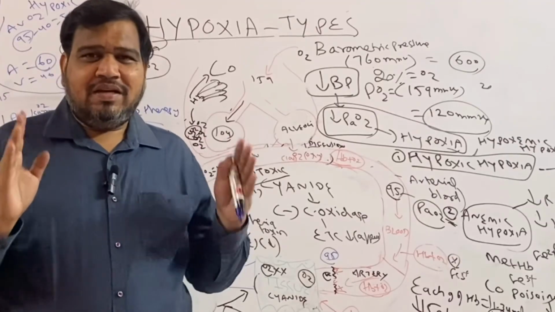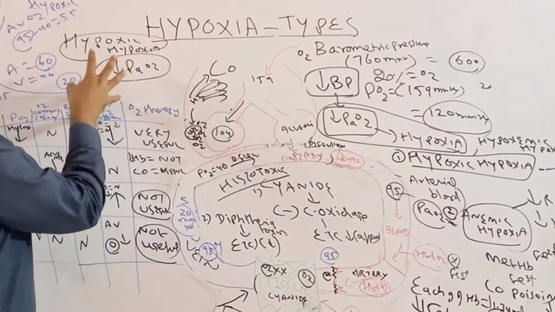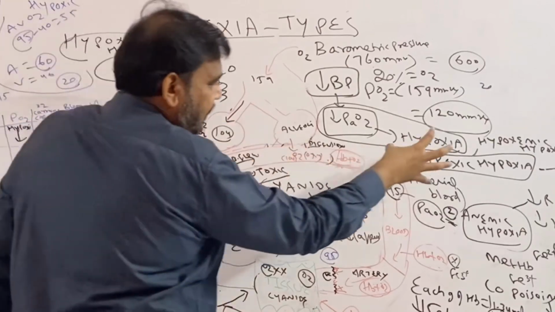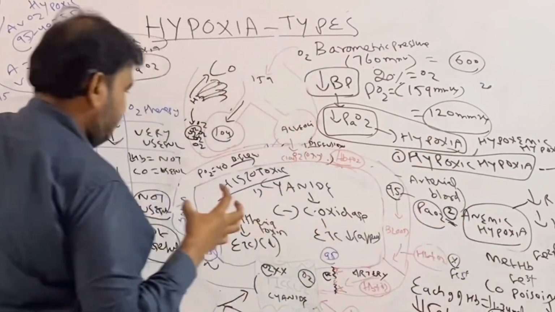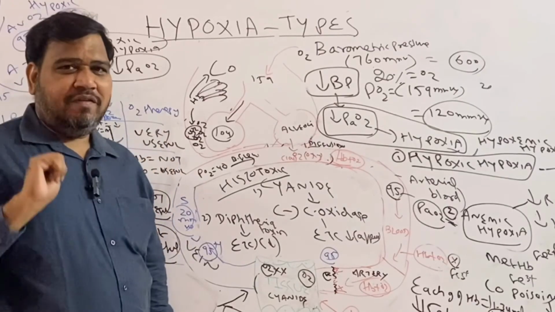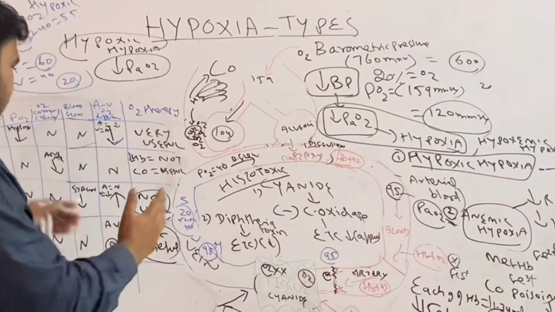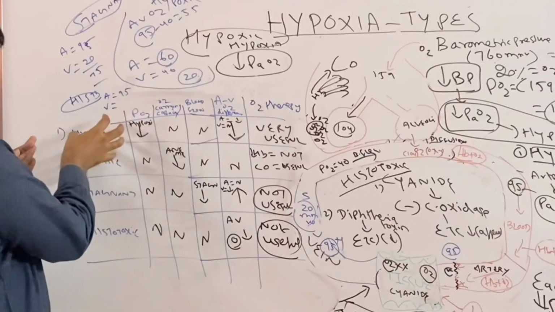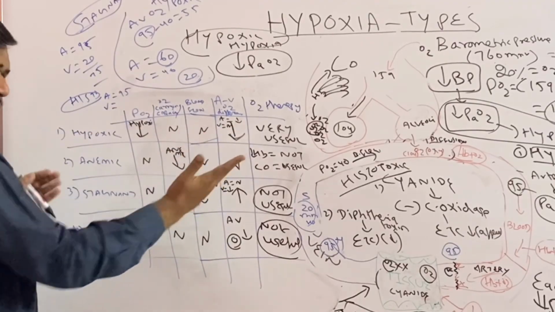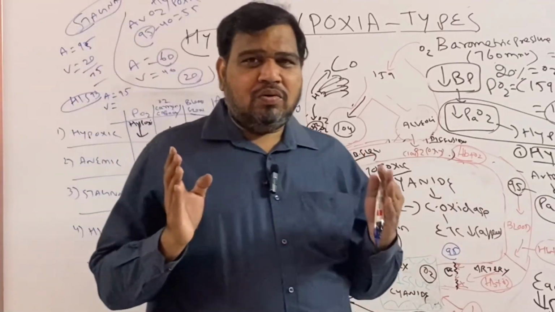In today's class, I discussed what hypoxia is and various types of hypoxia: hypoxic hypoxia, anemic hypoxia, stagnant hypoxia, histotoxic hypoxia. So four types of hypoxia were discussed based upon the causes. Then I put a tabular column showing what happens in each hypoxia, which I already told, but as a summary. With this, I will conclude today's class.